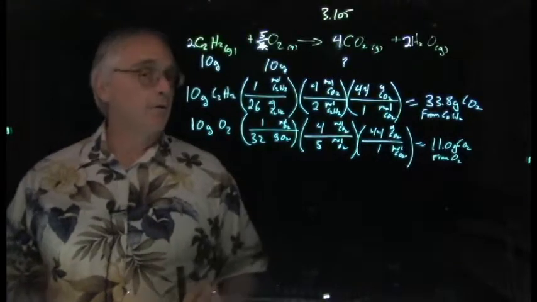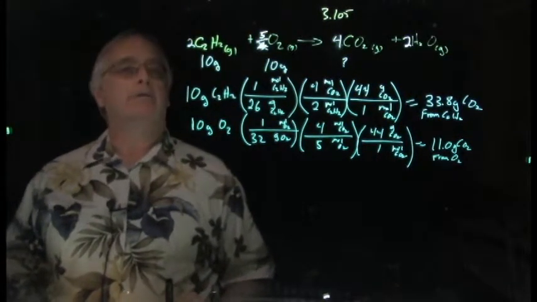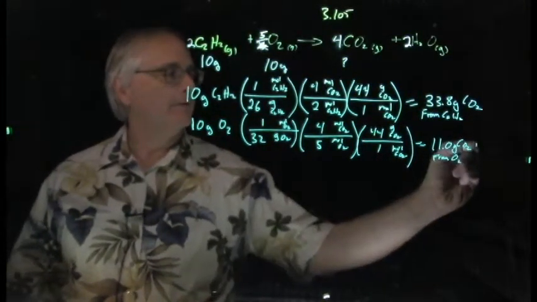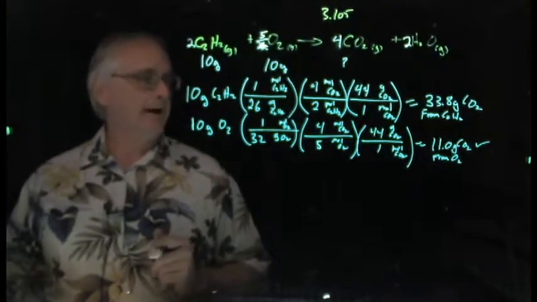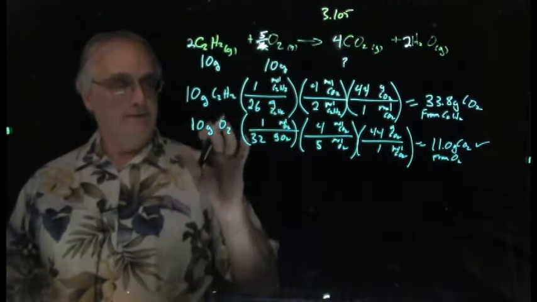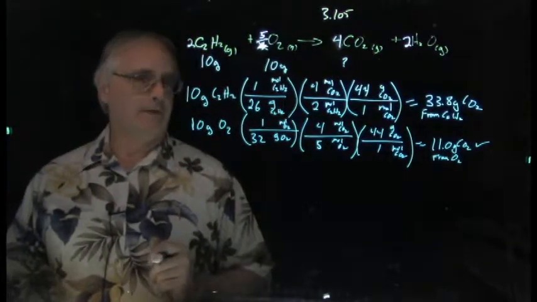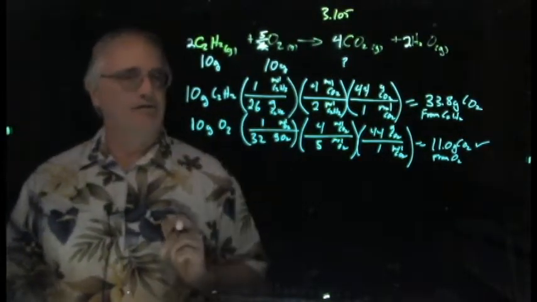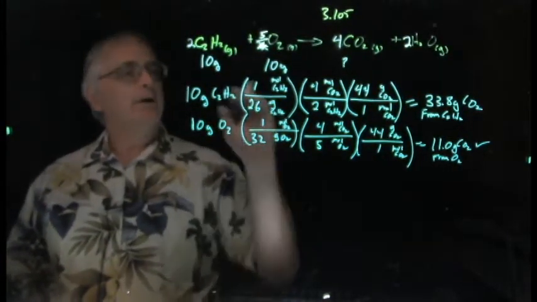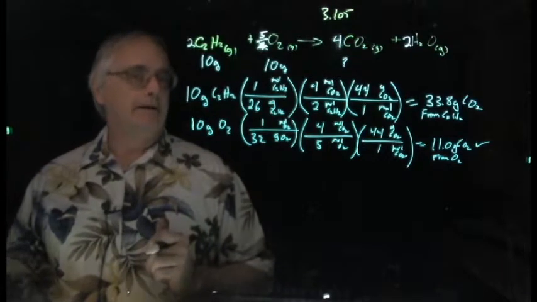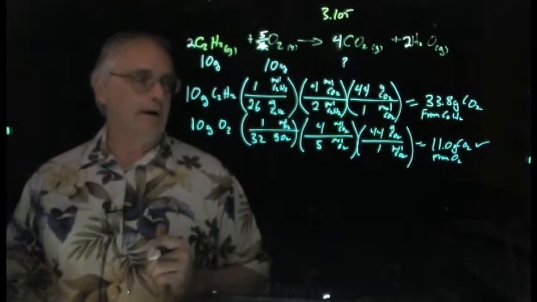Two different numbers, quite different from each other. Of course, the proper answer is this one. When we're doing this type of thing, figuring out which one is the limiting reagent, we always pick the reactant that produces the smallest amount of product. This implies that the oxygen has run out after producing 11 grams of CO2, so not all of the acetylene has been consumed, only some of it, not all of it.